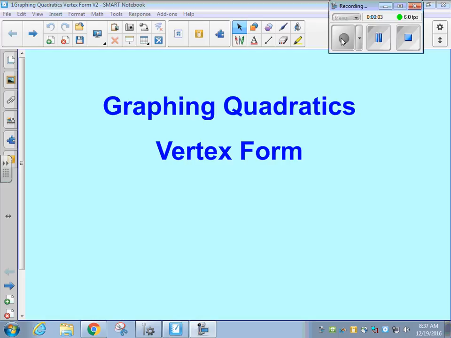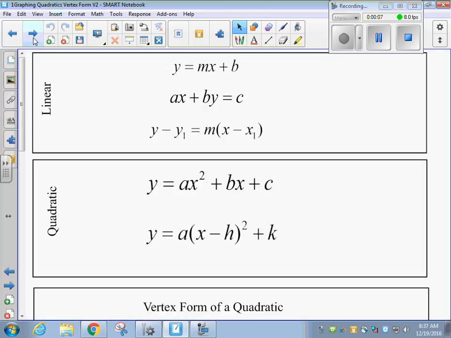Today we are talking about how to graph quadratics from vertex form. Alright, so let's remind ourselves from last semester. For linear equations, we had three forms.